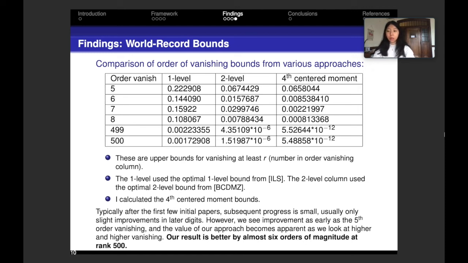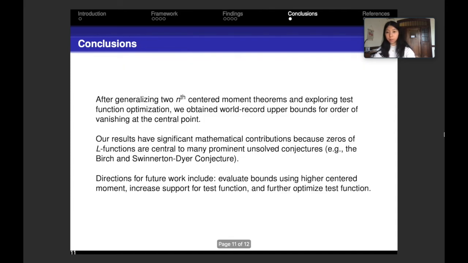We used the improved test function and generalized theorems on the n-centered moment to compute bounds, and we improved the bounds. Typically, after the first few initial papers, subsequent progress is small, usually only slight improvements in later digits. However, we see improvement as early as the fifth order vanishing, and the value of our approach becomes apparent as we look at higher and higher vanishing. For instance, our result is better by almost 6 orders of magnitude at rank 500.